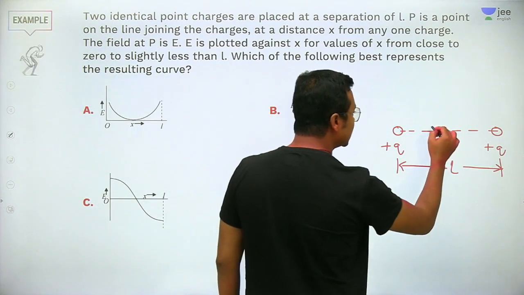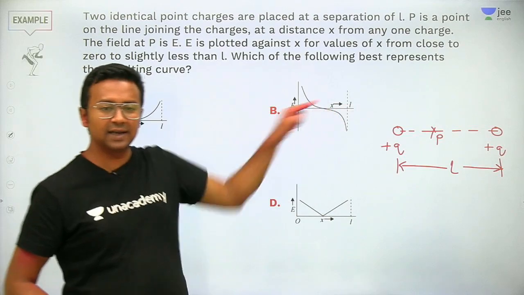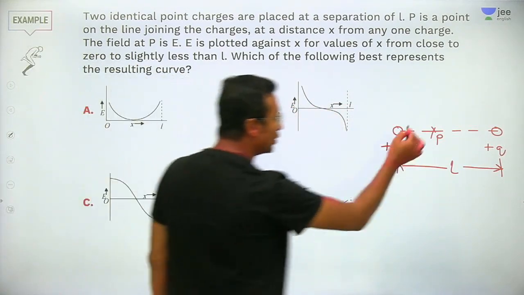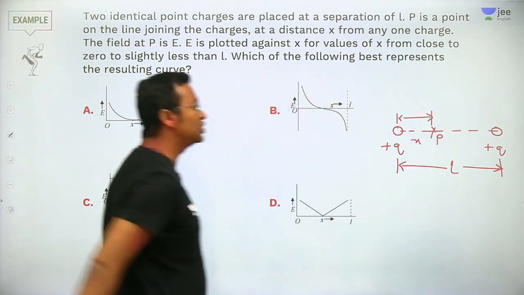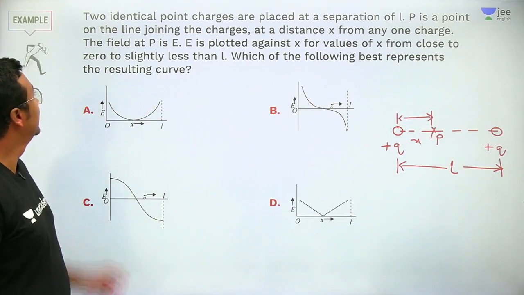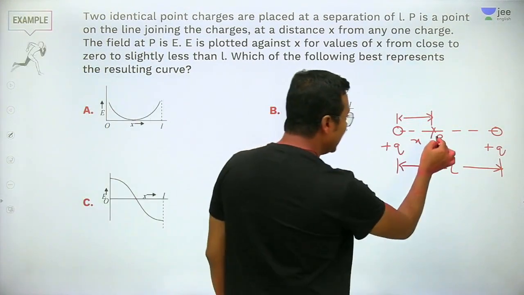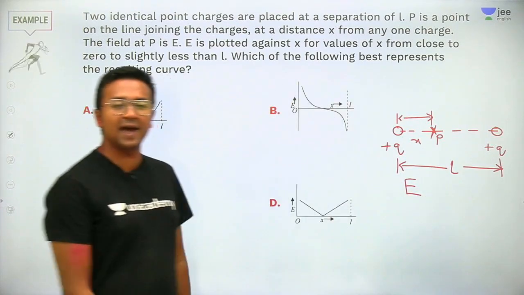So let me take any such point here, call it my P. P is present on the line joining the two charges, and it is located at a distance of x from one of the charges out here. The field at this particular point P is being denoted as E.